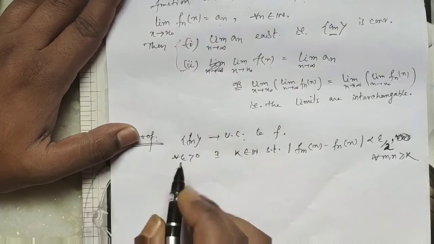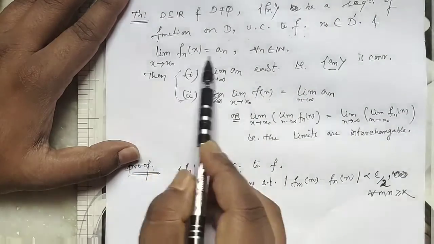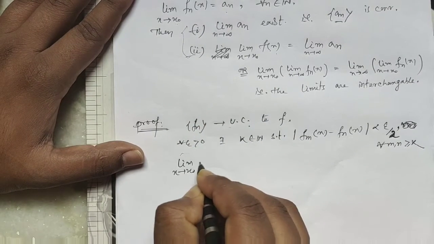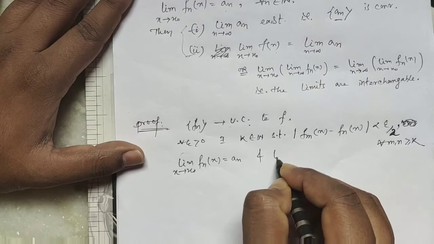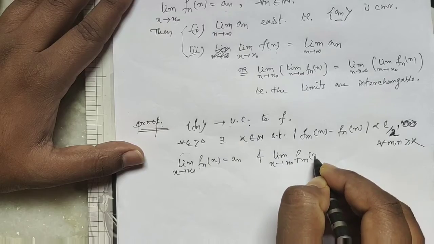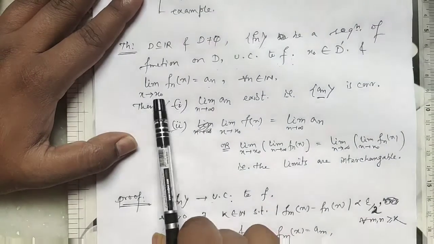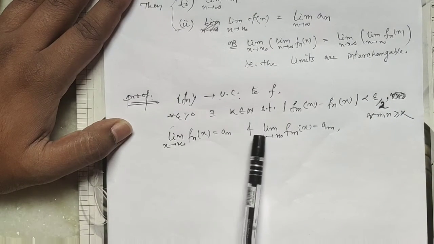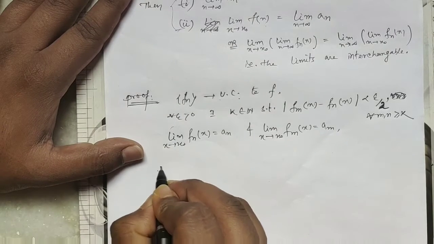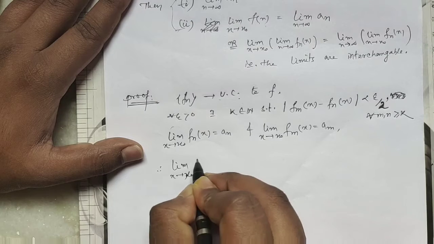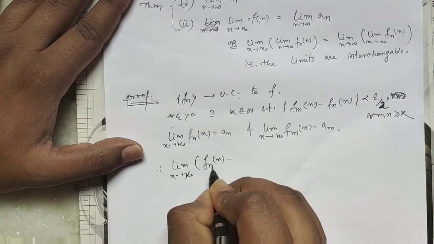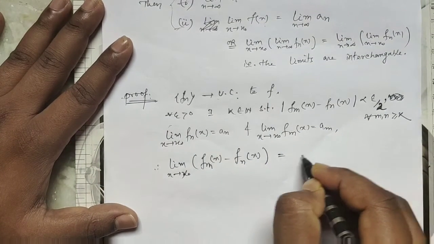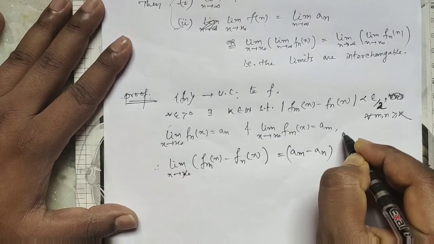Clear? Now since limit as x tends to x0 of f_n(x) equals a_n, and limit as x tends to x0 of f_m(x) equals a_m, because limit as x tends to x0 of f_n(x) equals a_n for all n belongs to N. Therefore limit as x tends to x0 of f_m(x) minus f_n(x) is a_m minus a_n.